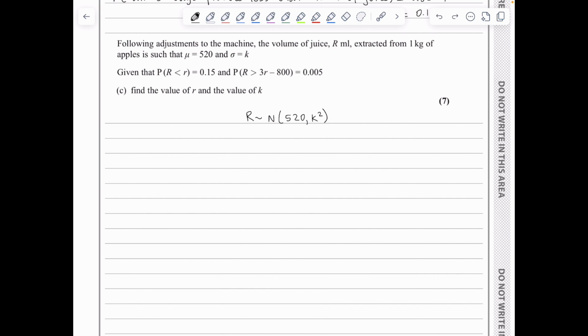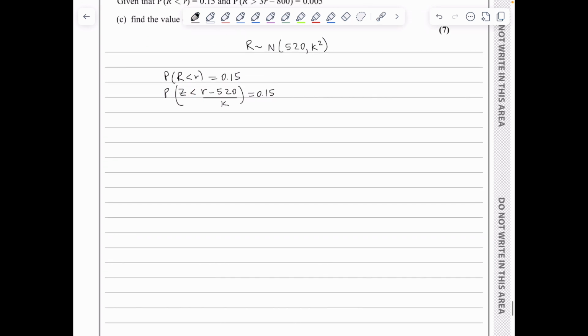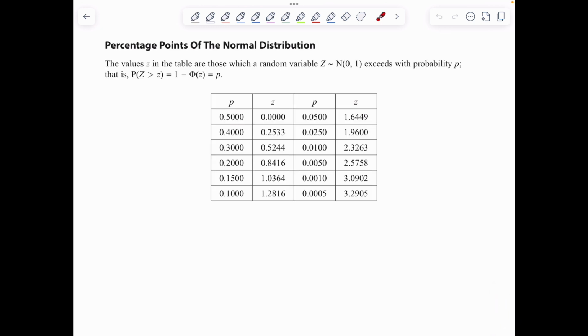The first piece of information was that the probability of capital R being less than r is 0.15. We will standardize to get the probability of Z less than r minus 520 over K is 0.15. Now the probability of 0.15 can be found in the small table of values, so I need to make sure that I'm looking in the greater than direction. So I will rewrite this as the probability of Z greater than 520 minus r over K being equal to 0.15.